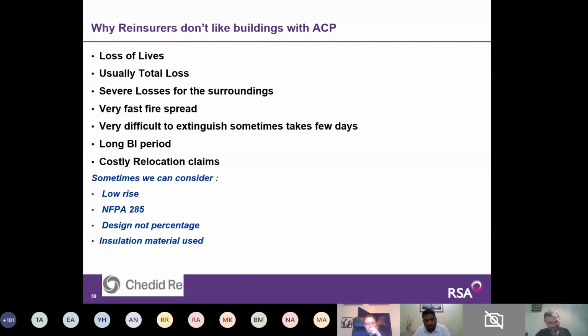So anything before 2018, insulation material, blindly, it's combustible. We don't consider it unless it's a low rise, and I mentioned why we can consider low rise. Sometimes we can consider low rise that passes the NFPA 285, which means the insulation material is non-combustible. We don't say the percentage, how big is the percentage of ACP.